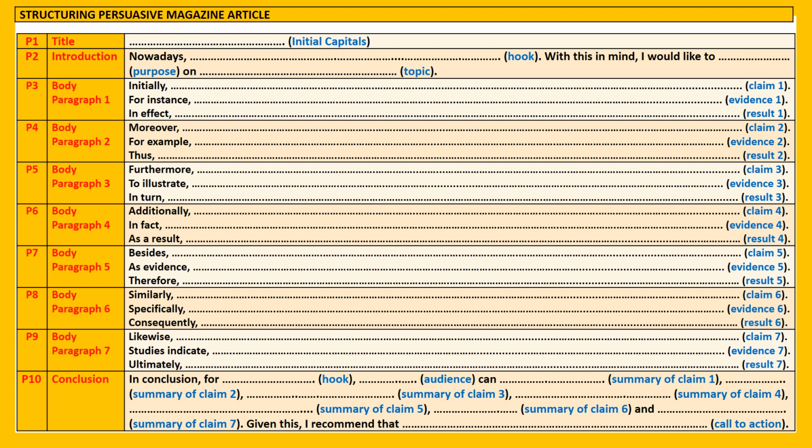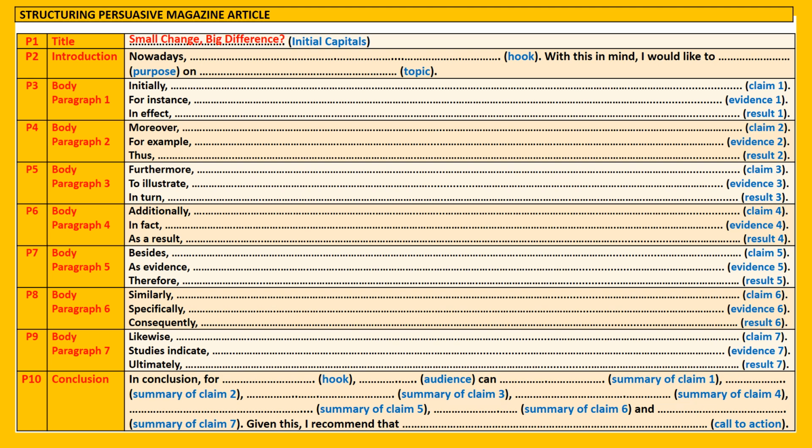P1 to P10 refer to the number of paragraphs and how they are separated from each other. For P1, create an engaging title that captures the essence of the article's topic. If the prompt provides a title, retain it while ensuring that it follows the convention of initial capital letters.